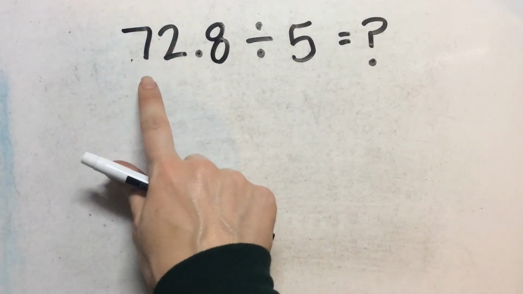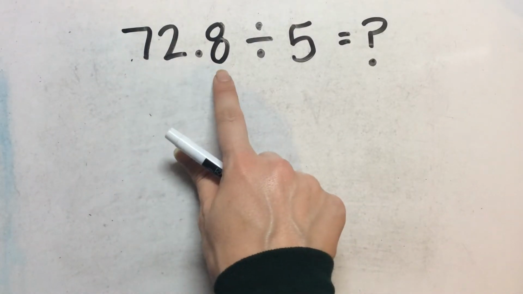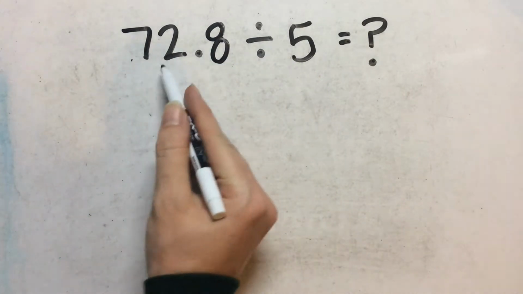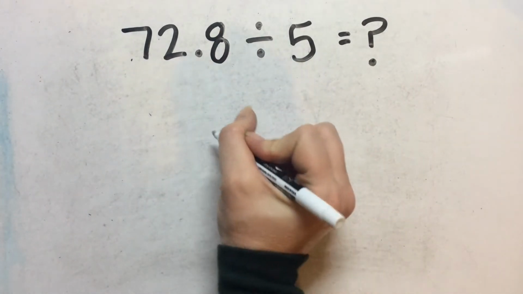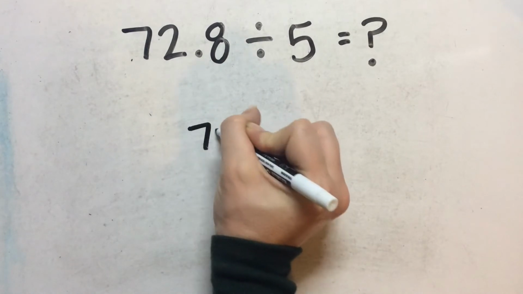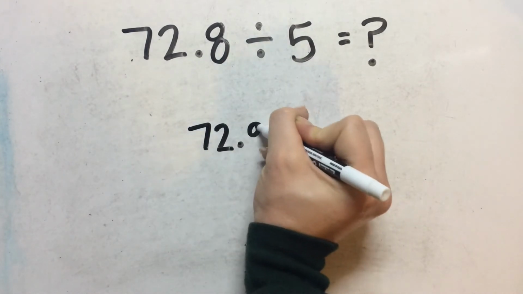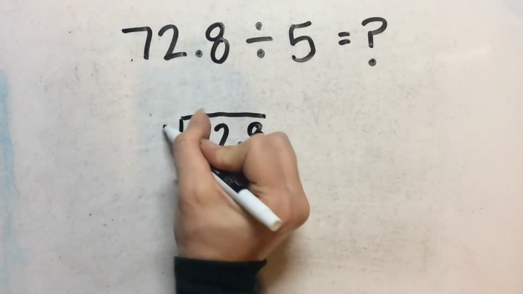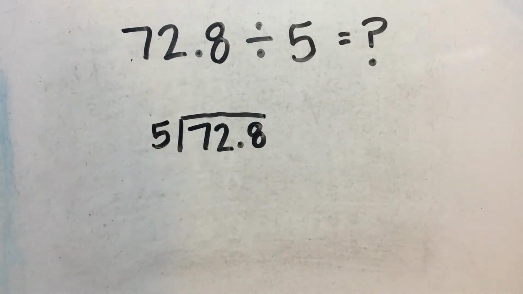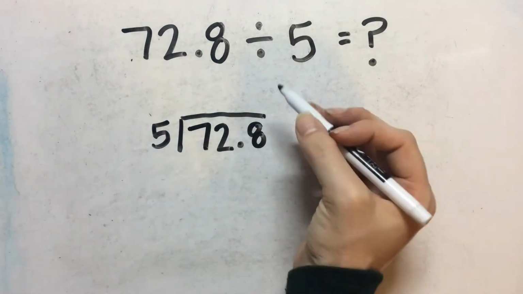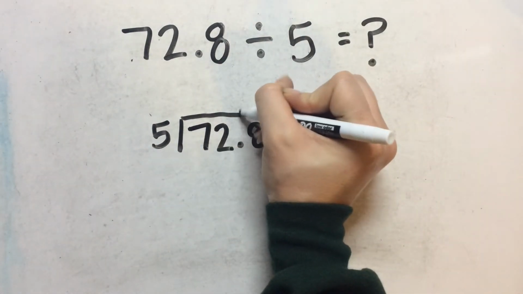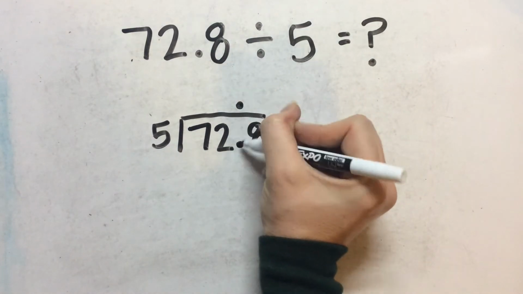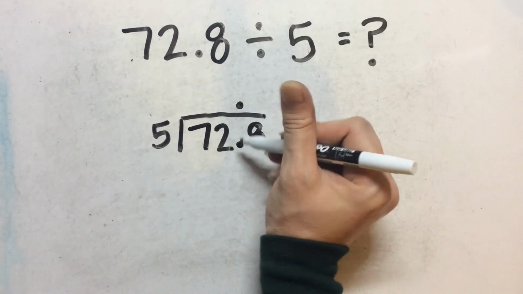Alright, today's video is going to be a decimal number divided by a whole number. So 72 and 8/10 divided by 5. We're going to use the standard algorithm by putting 72 and 8/10 inside this little division house and 5 on the outside. The first thing we want to do is bring this decimal up into our quotient. So our decimal is right there, right above the decimal here.